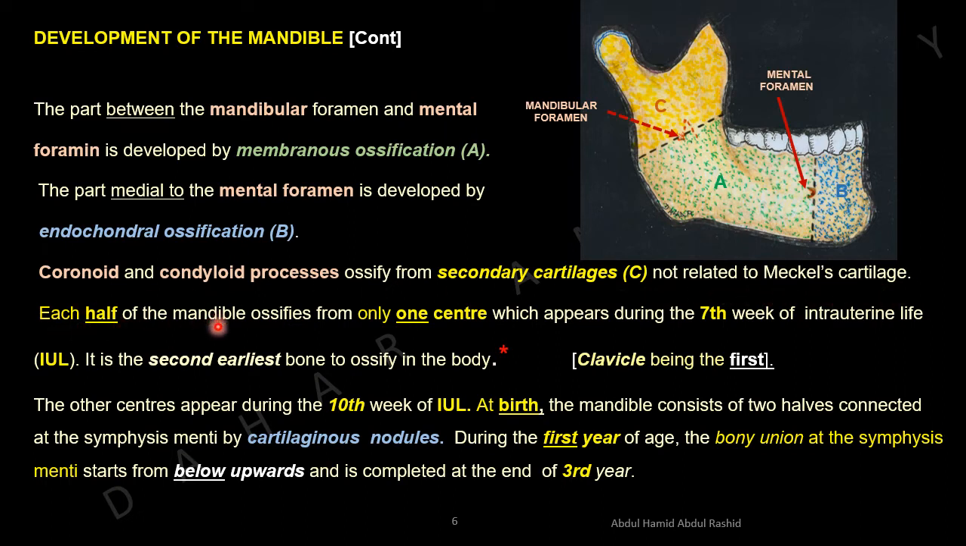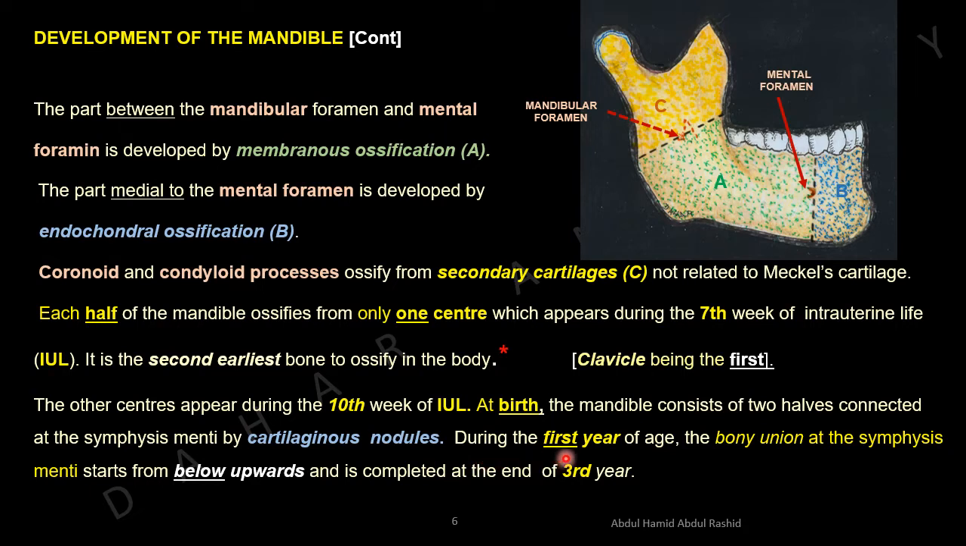Each half of the mandible ossifies from only one center, which appears during the 7th week of intrauterine life. It is the second earliest bone to ossify in the body, clavicle being the first. The other centers appear during the 10th week of intrauterine life. At birth, the mandible consists of two halves connected at the symphysis menti by cartilaginous nodules.